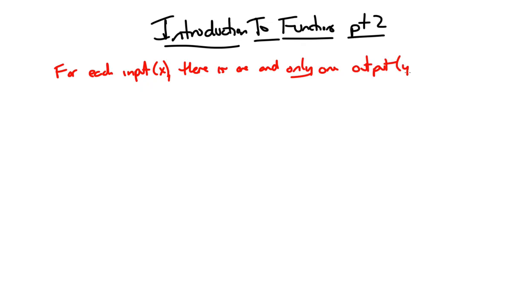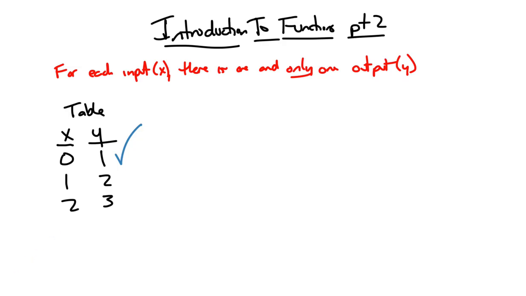Output, which is a y. So, how do you tell if something is a function or not? Well, if I have a table, here's an example again. Here's x, here's y. If x is 0, y is 1; for x is 1, y is 2; for x is 2, y is 3. Okay, this is a function because for every x there is one and only one y. So yep, that's a function.